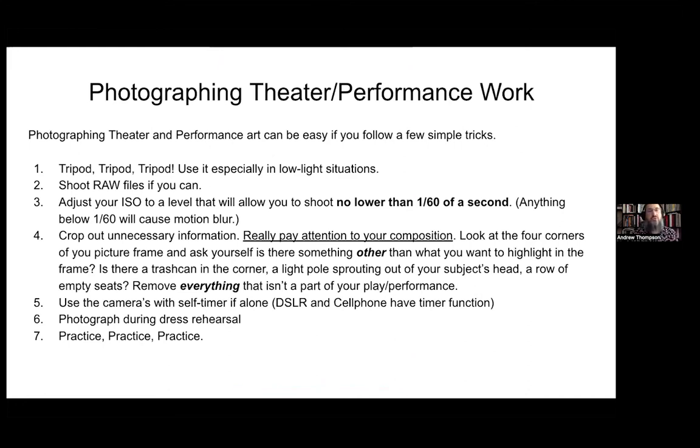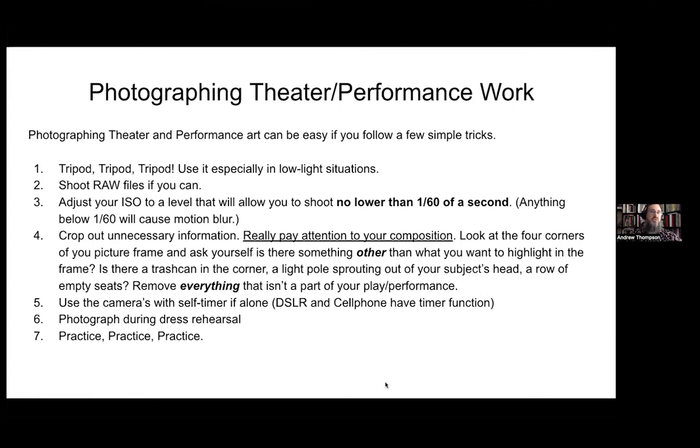Photographing theater or performance work. This can be easy if you follow a few simple tricks. First of all, it helps to have your own camera. But the first most important thing is a tripod, especially in low lighting settings. I'm imagining a theater production. We talked about the camera shake, so it will be extremely beneficial for you to have a tripod at this moment.